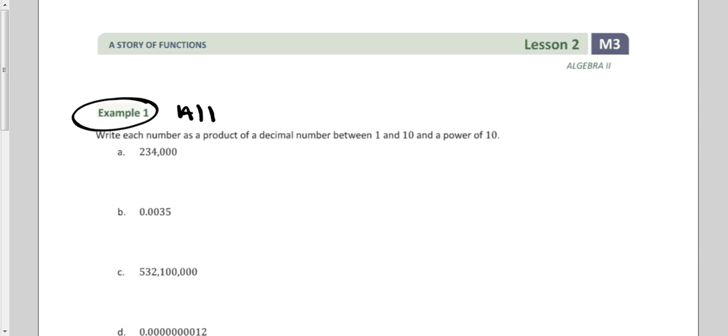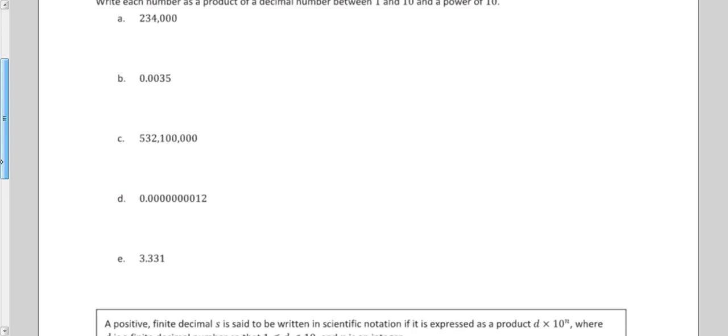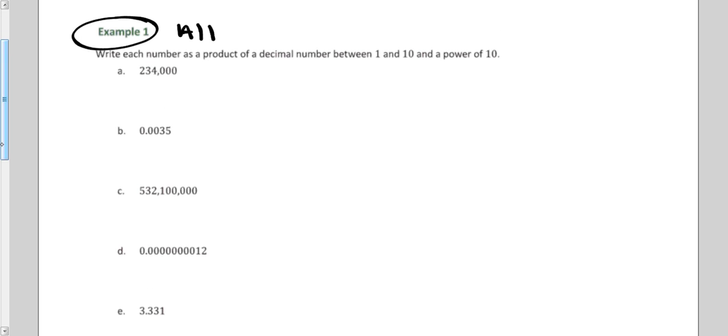Let's do example 1, all 5 of them. Let me see if you guys got this under wraps here. Everybody do letter A. I'm going to be coming around here and checking. This is not your homework. Your homework's coming up. Everybody do letter A, and I will see if you guys are on point.